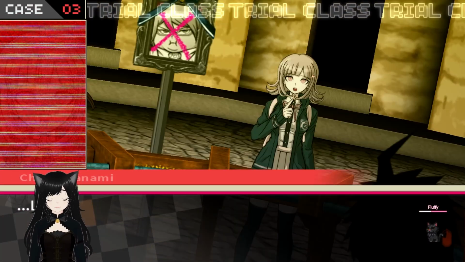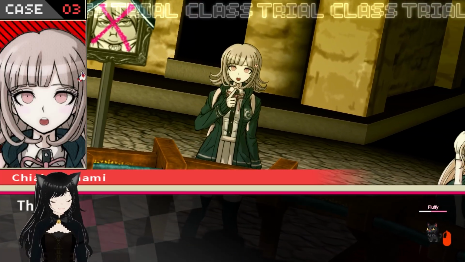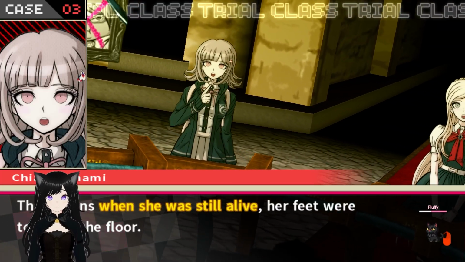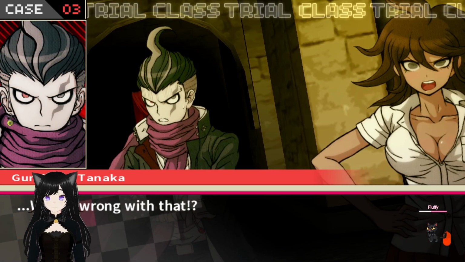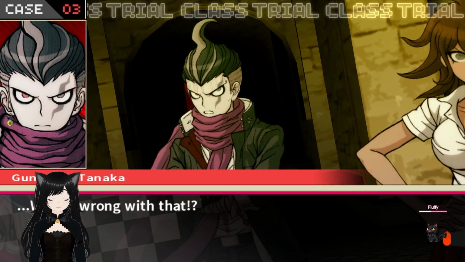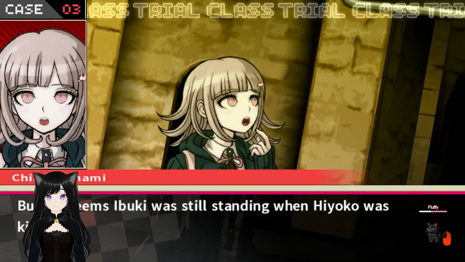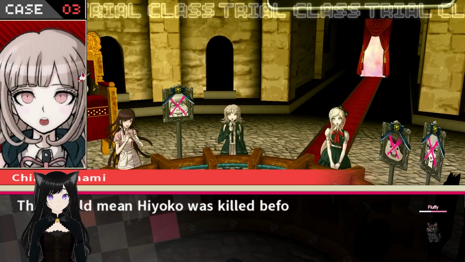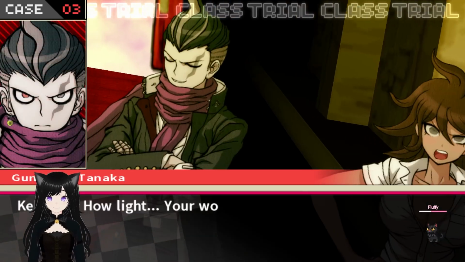Look, Ibuki died because she hanged herself, right? Correct. That means when she was still alive, her feet were touching the floor. Right. What's wrong with that? She had blood on the bottom of her feet. But it seems Ibuki was still standing when Hiyoko was killed. Yes. That would mean Hiyoko was killed before Ibuki. That's what I think, yes.